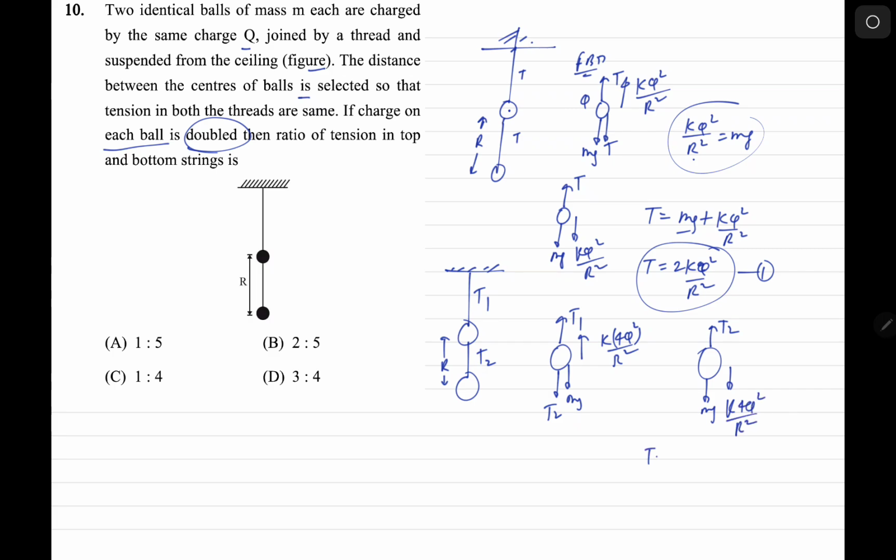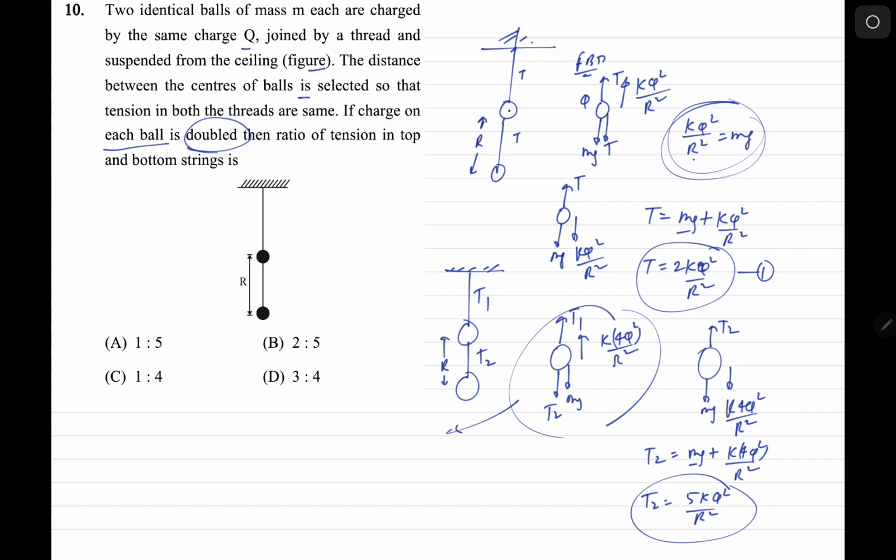So the T2 value you can see here is mg plus 4kq square by r square. And what is the mg value? The mg value is this one, kq square by r square. So the T2 value is coming as 5kq square by r square. So this is my T2 here, and from here we will find the T1.